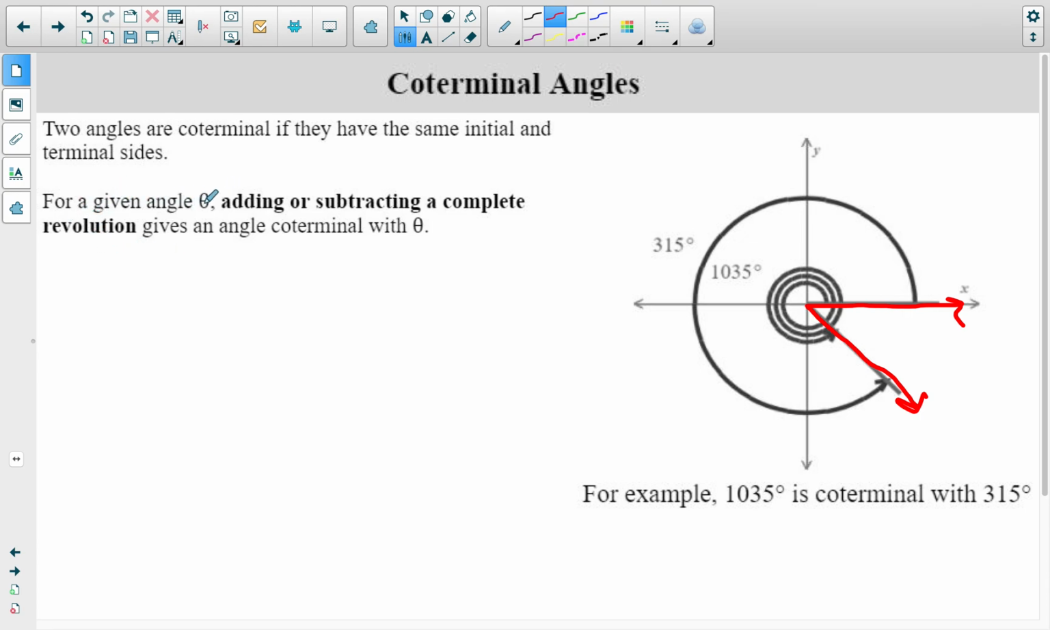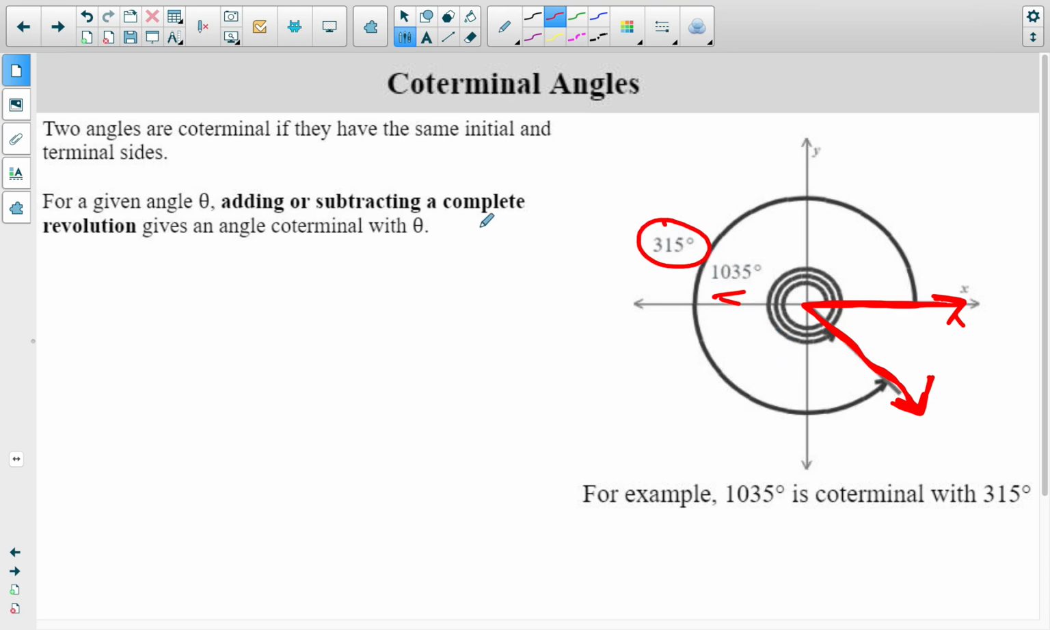For a given angle, theta, adding or subtracting a complete revolution, a complete turn of a circle, gives an angle coterminal with theta. For example, if we do one swing around this angle, we get 315 degrees, versus if we loop around a bunch of times to get 1035 degrees, the picture is still the same. We have this side and we have this side. So we could just as easily work with 315 degrees as we could with 1035.